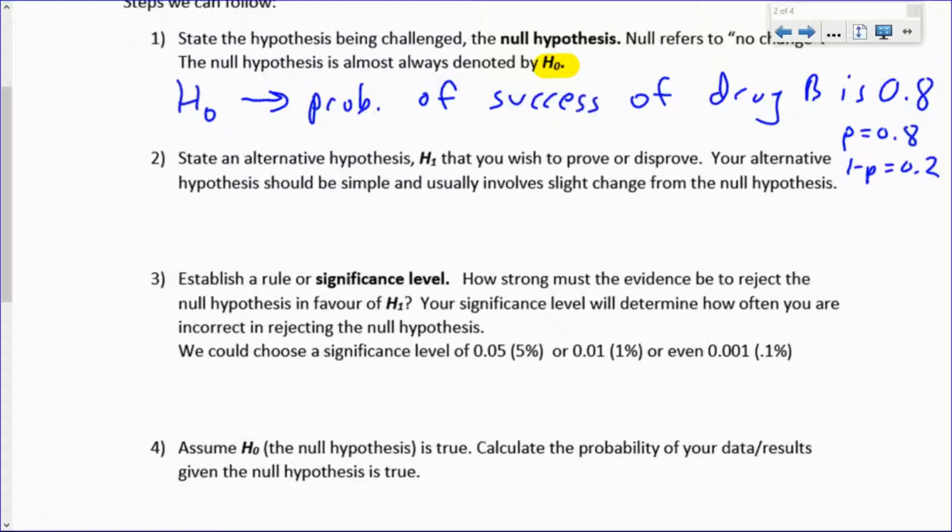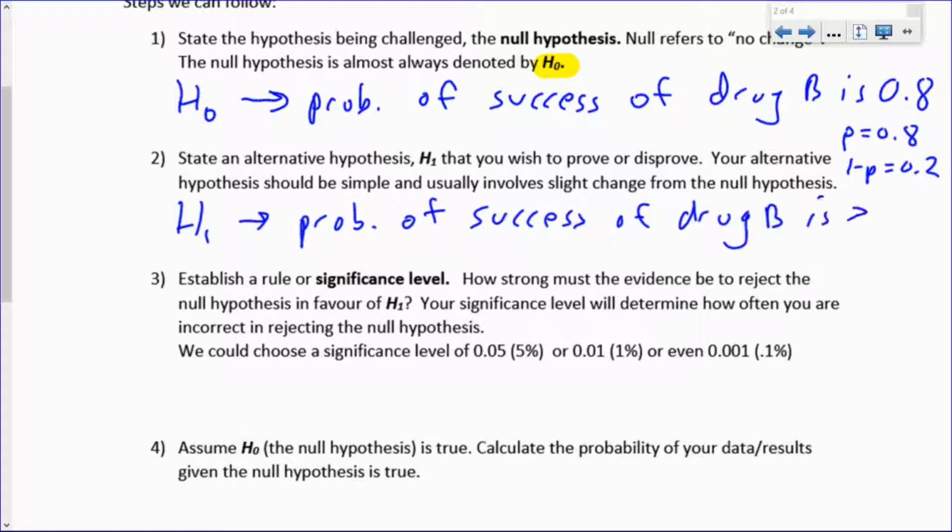We then state an alternative hypothesis that you want to prove or disprove. This hypothesis should be simple and involves a slight change from the null hypothesis. So it's basically that the null hypothesis isn't true. So here, H1 would be that the probability of success of drug B is greater than 0.8. Not that it's equal to 0.9. We're going to find that we're not able to exactly determine that, okay? But we want to first test it against the null hypothesis. So it's a simple change, that it's greater than 0.8.